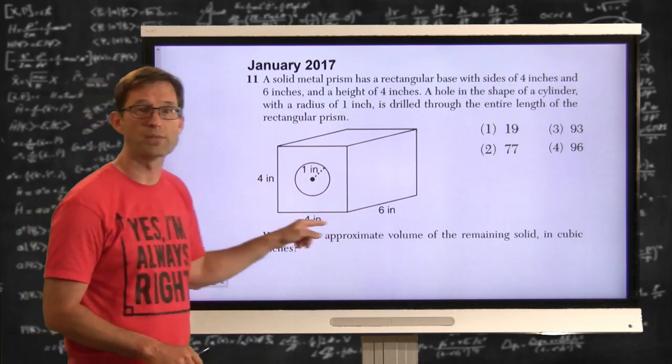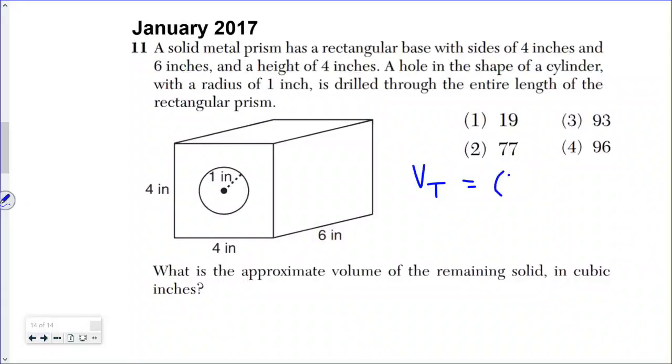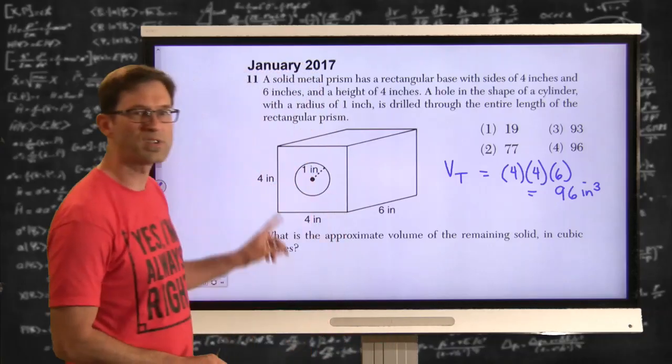It's going to be 4 times 4 times 6. So the volume total, if you will, 4 times 4 times 6 is going to be, is that 98? Let's see, 24, 96. 96 cubic inches. I like to have the inches there. Okay, there we go.